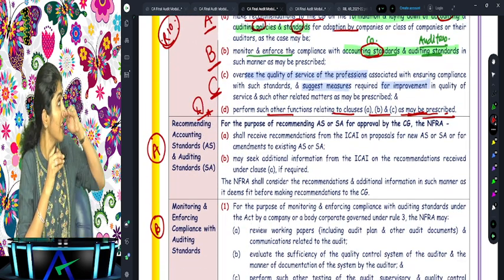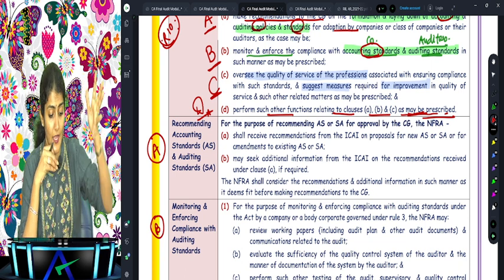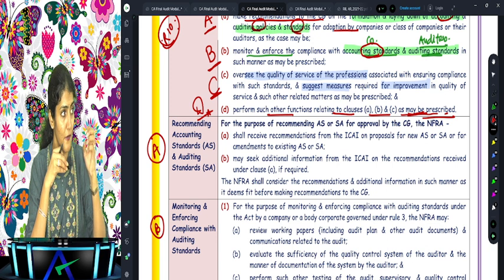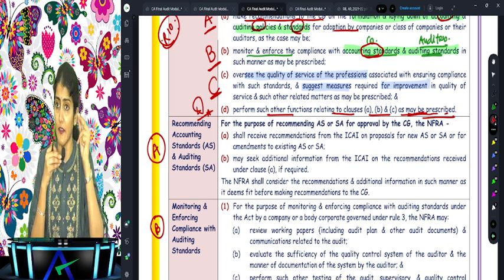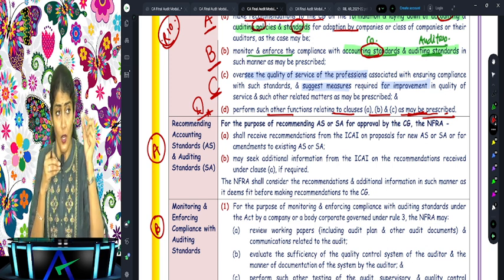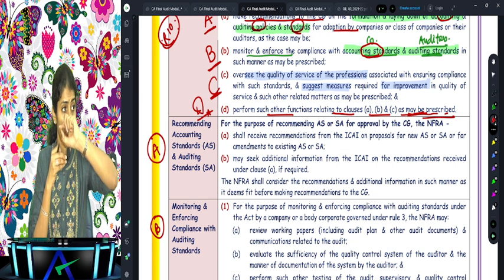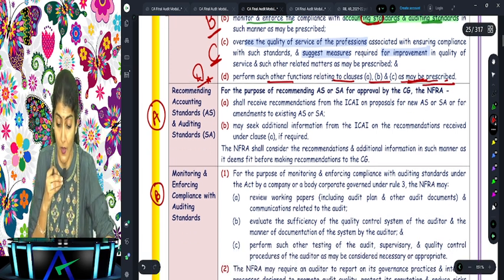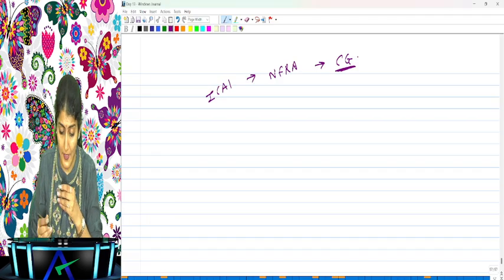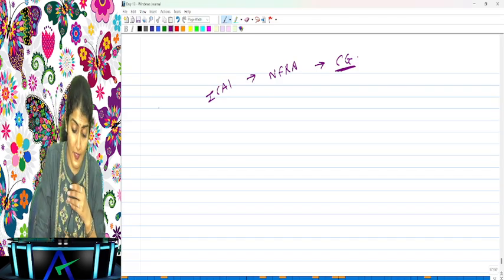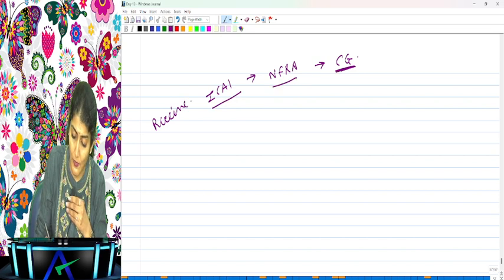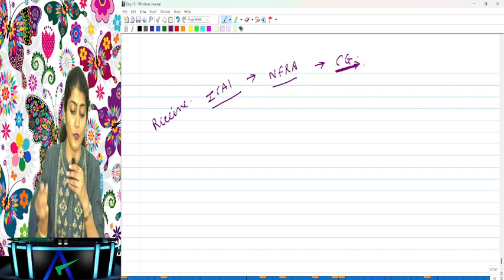So once we study the functions of the NFRA in wholesale, now we also need to study the functions of the NFRA in retail. Are you understanding that? What is the first function of the NFRA over there? Make recommendations to the CG. Now, how will they make the recommendations to the CG? They say they will receive the recommendations from the ICAI and those recommendations they will pass on to the CG.